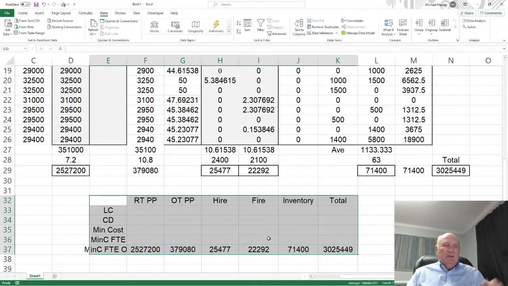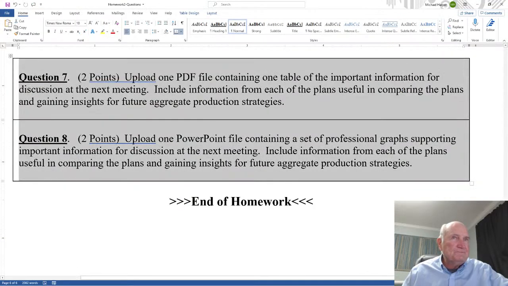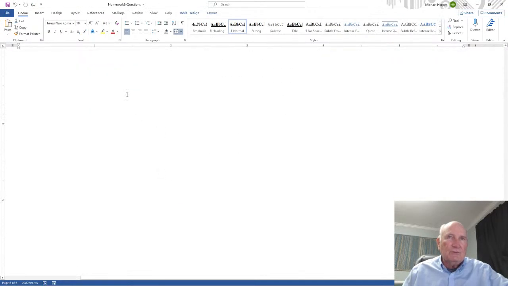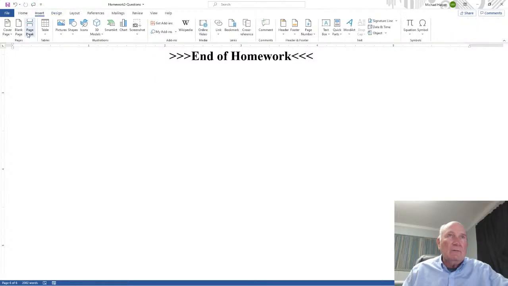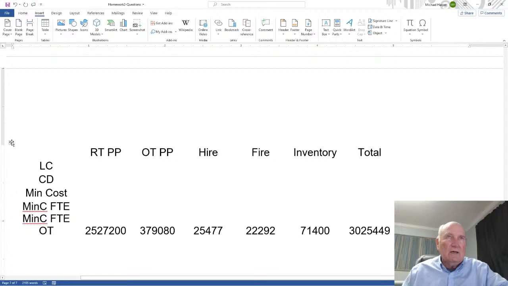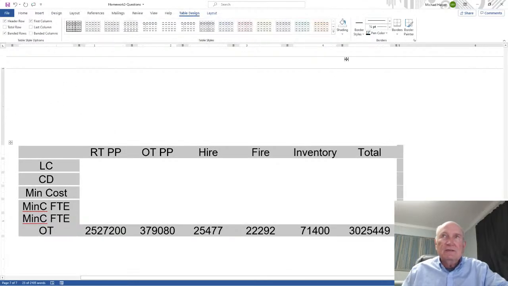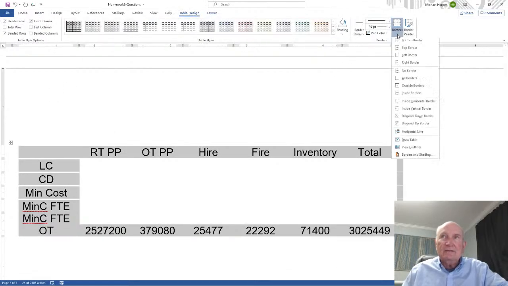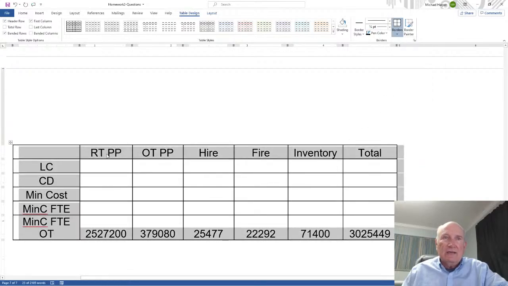You take this, Control C. You can open up a Word file. Like this is a Word file. You can open up a Word file and just paste, and there it is. Then you can format this. And just as simple as that. That right there, get a value for each one of them. 1, 2, 3, 4, 5. This is only 5.